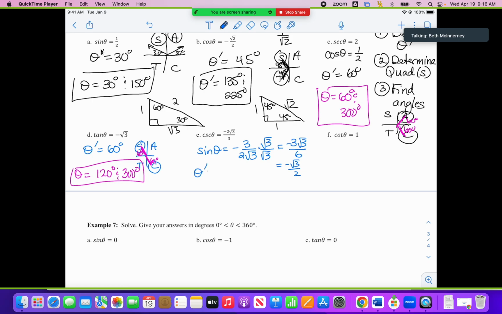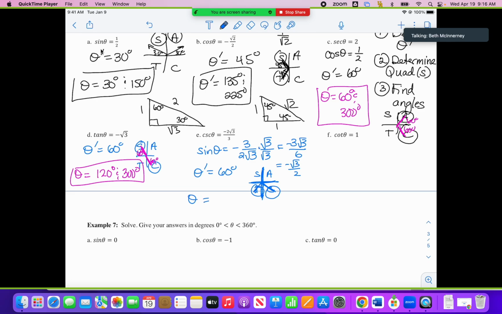All right, so theta prime. What's theta prime here? 60. All students take calculus. Hannah, in what 2 quadrants is sine negative? The 3rd and 4th. Good job, 3rd and 4th. Then I need 60 degrees away.